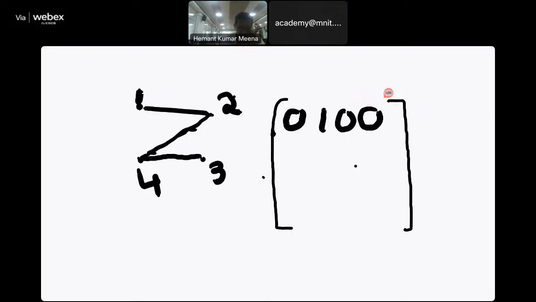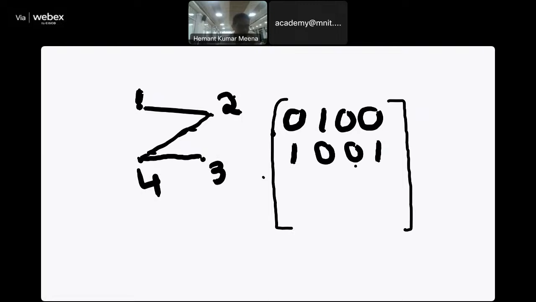What about the second one? Krishna has written 0, 1. So again we check: is 2 connected to 1? Yes, it is connected to 1. Is 2 connected to itself? No, we are not taking self interconnection, so it is 0. Is 2 connected to 3? No, it is not connected, it is 0. Is it connected to 4? Yes, it is connected, 1. So this is 1, 0, 0, 1. So Suman, you may correct it here.